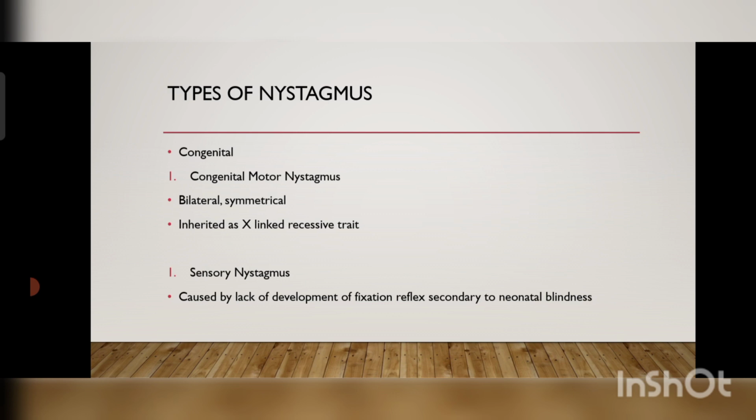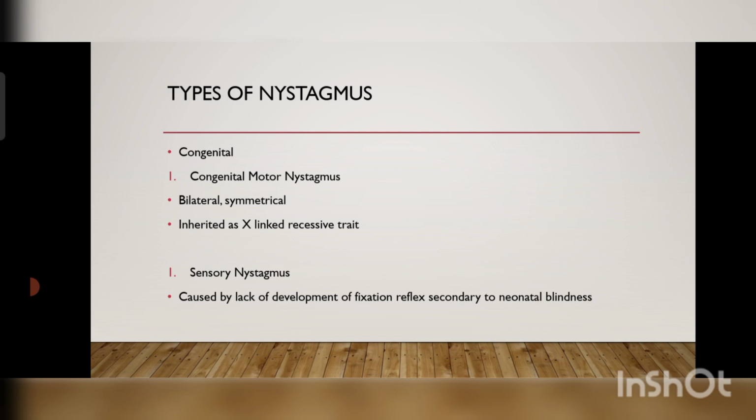Congenital motor nystagmus is bilateral and symmetrical, inherited as an X-linked recessive trait. A face turn occurs by 2 to 4 months of age towards a null point. There is good visual acuity in congenital motor nystagmus. Treatment can be done by Kestenbaum's eye muscle surgery, which moves the null point to the primary position of gaze, so it corrects the face turn.